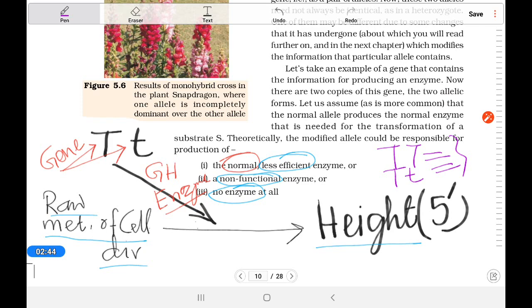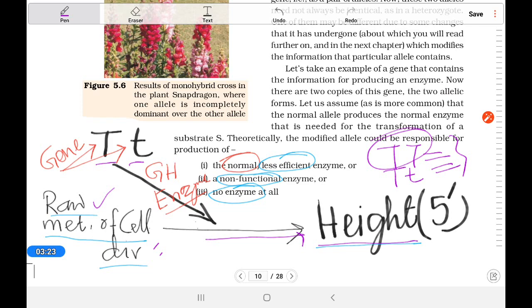Suppose the TT gene is there in homozygous tall, and suppose the height is 5 feet. When it is heterozygous tall, the height will also be 5 feet. How can it be explained? Look here, this T we have indicated is actually a gene. The gene will produce some enzyme, some hormone in protein synthesis, and it is a raw material of cell divisions which can produce its character. Suppose when cell division occurs, then height will be there.